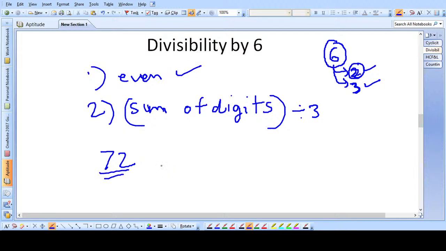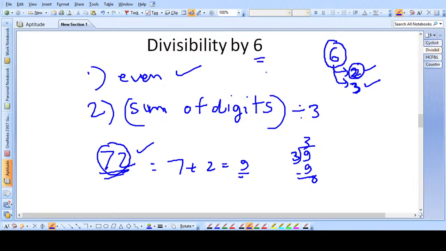Of course 72 is an even number, the last digit is 2 or 0, or divisible by 2. And the sum of the digits: 7 plus 2 is 9. Check if 9 is divisible by 3. Yes, of course it is divisible by 3, hence this number satisfies both conditions, hence 72 is divisible by 6. So you should remember these two conditions. They are nothing but the conditions of 2 and 3; if both are satisfied, it's divisible by 6.